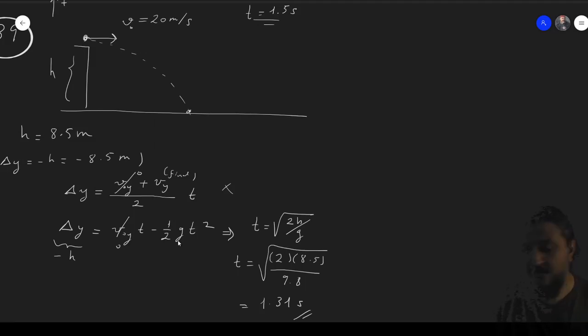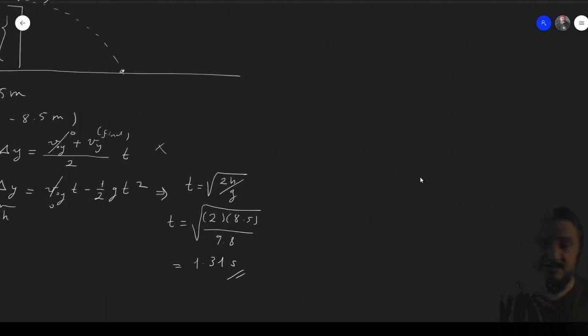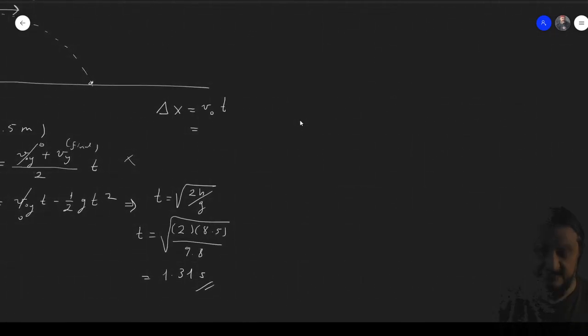Okay, but if I want it, I can find it now because I know what t is. Delta x will be v naught times t. So v naught was 20, but I didn't use 20 before, right? But now I can use it. 20 times 1.31 seconds. So this is what, 26.2 meters. All right, this was 39.